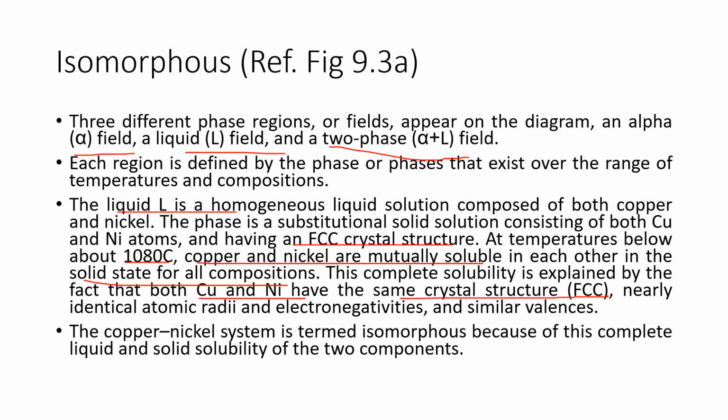Or if they have nearly identical atomic radii, the same electronegativities, and similar valences, they are soluble with each other. The copper nickel system is termed isomorphous because of this complete liquid and solid solubility of the two components. What is termed isomorphous? The copper nickel system is termed isomorphous because of this complete liquid and solid solubility of two components.